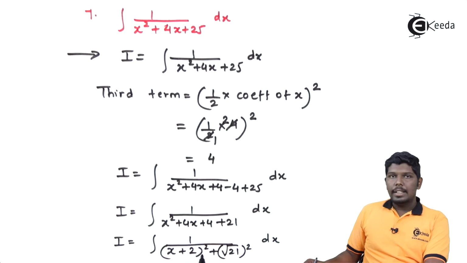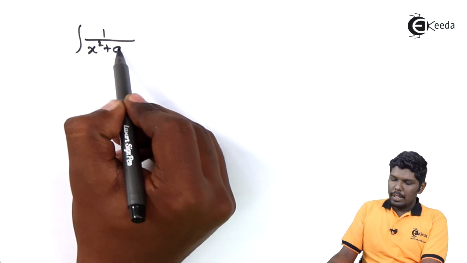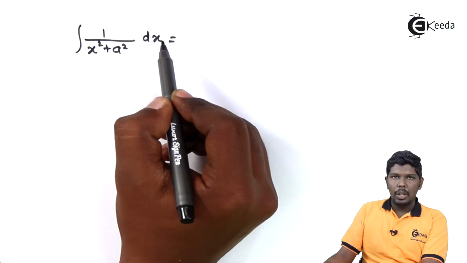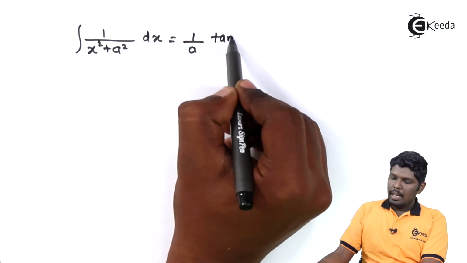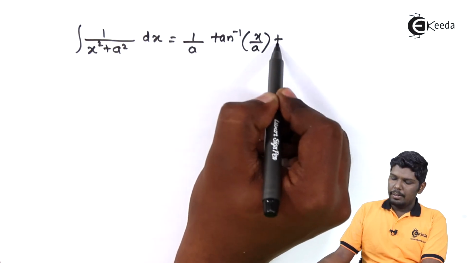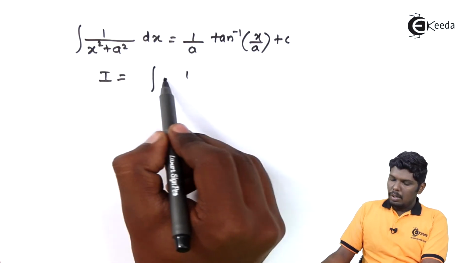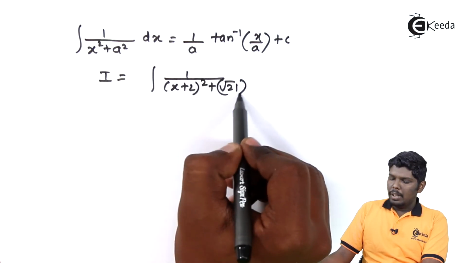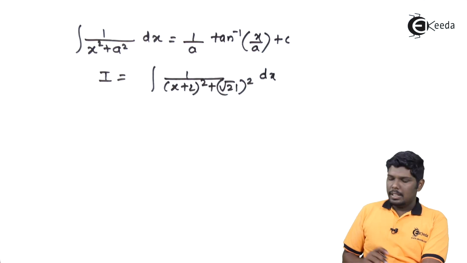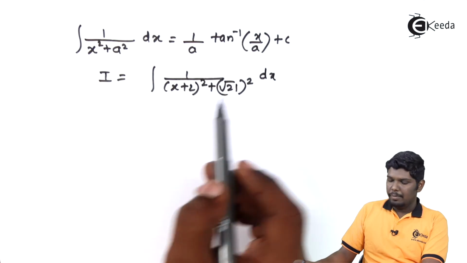Now I can compare this integral with the standard formula 1 upon x square plus a square. Integral 1 upon x square plus a square dx is equal to 1 upon a tan inverse x upon a plus c. Thus we have I is equal to integral 1 upon x plus 2 the whole square plus root 21 the whole square dx. As you can see, the value of x will be x plus 2 and the value of a will be under root 21.